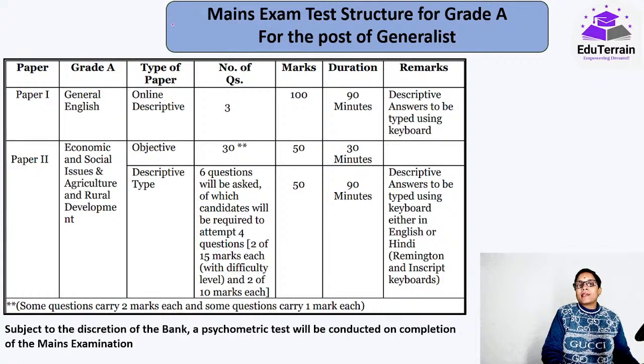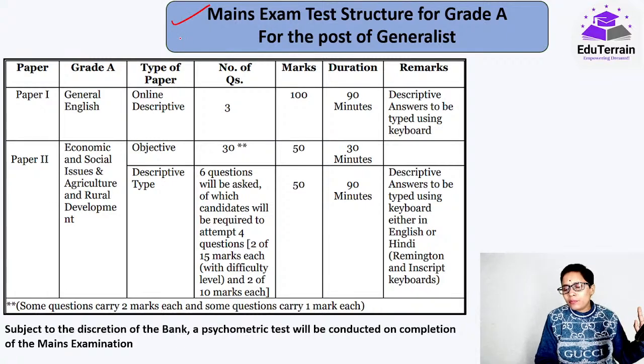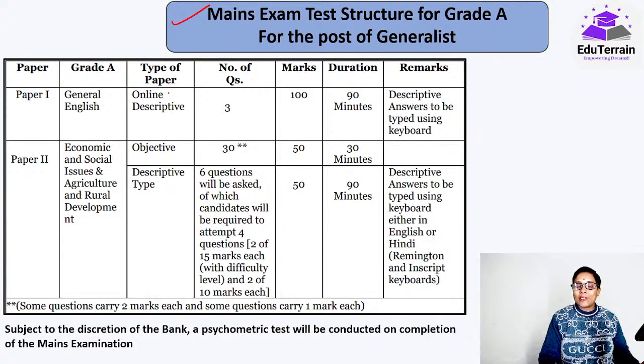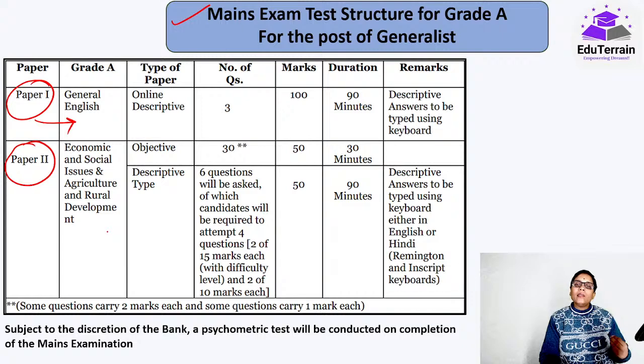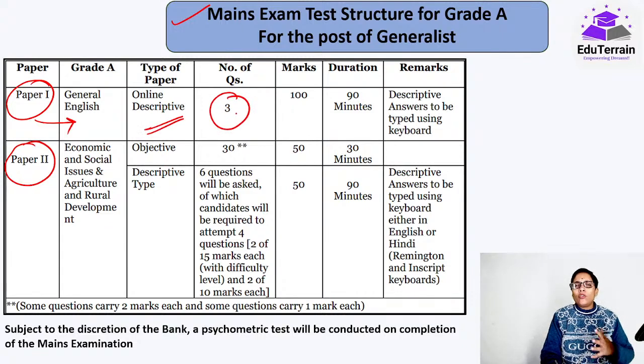Okay. Now mains examination. अब आप phase 1 भी clear कर लिया आपने. You have been moved to phase 2 or the mains examination. Now उसका pattern क्या है? उसमें 2 papers है. One is the paper 1 and the other is the paper 2. Paper 1 general English, that is descriptive English. Here online descriptive होता है and the number of questions would be 3 to 4. This all depends on the examiner. Every year they tend to change this. 3 to 4 questions you will be asked.